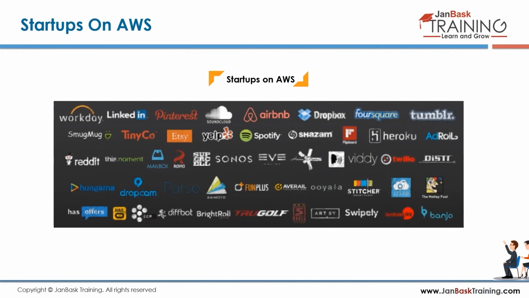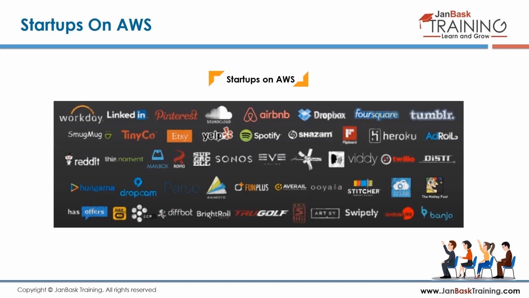These are all the companies, just only the startups that are there on the AWS or the companies. So look at it: Workday, LinkedIn, Pinterest, Airbnb, SoundCloud, Dropbox, Tumblr. Each of these services have more than 500 million users. Each of this service, the top shelf, has 500 million users. You have Shazam, you have Spotify, Etsy, TinyCo, Reddit.